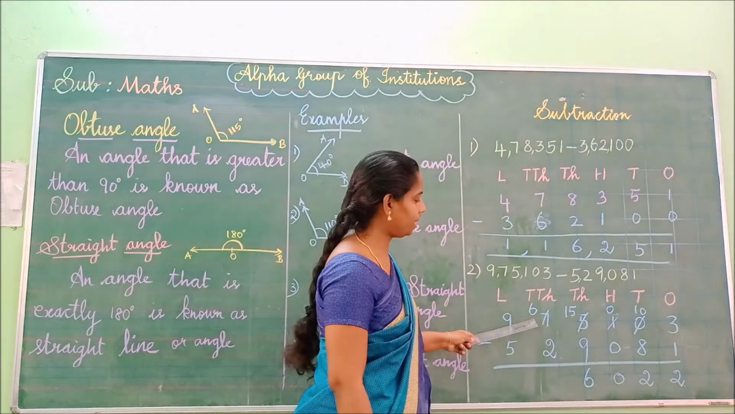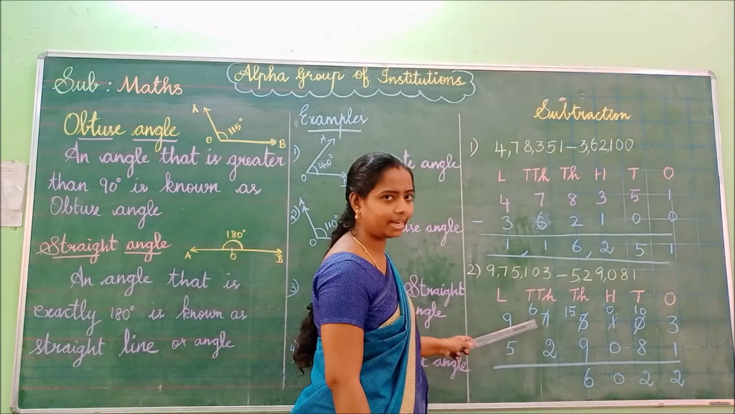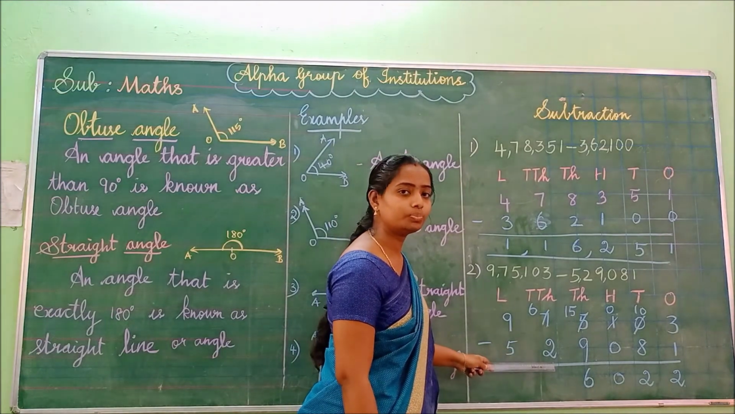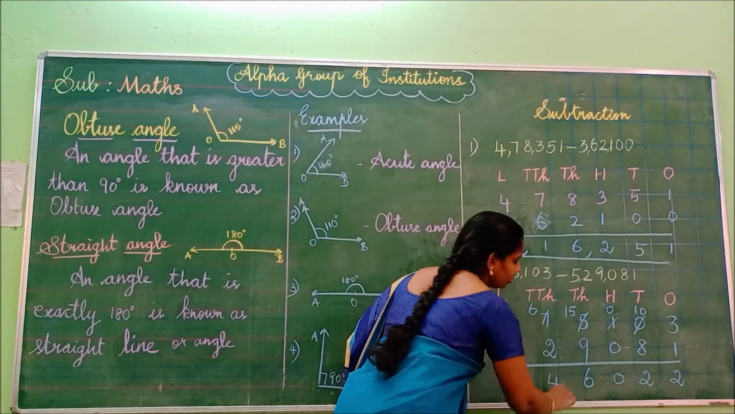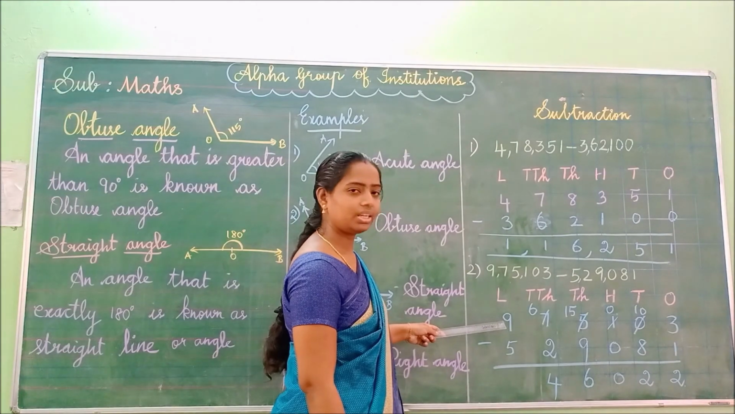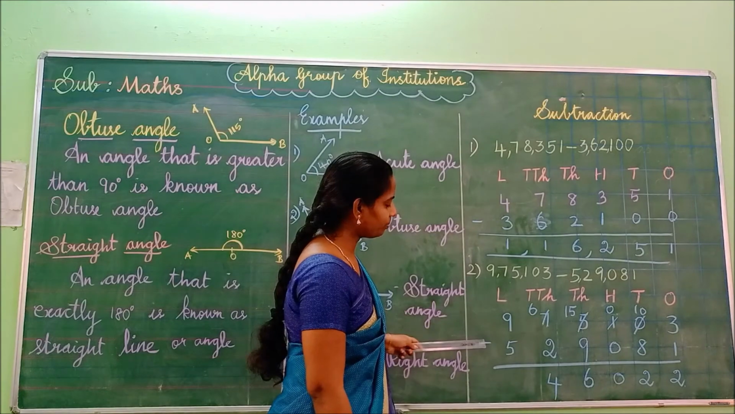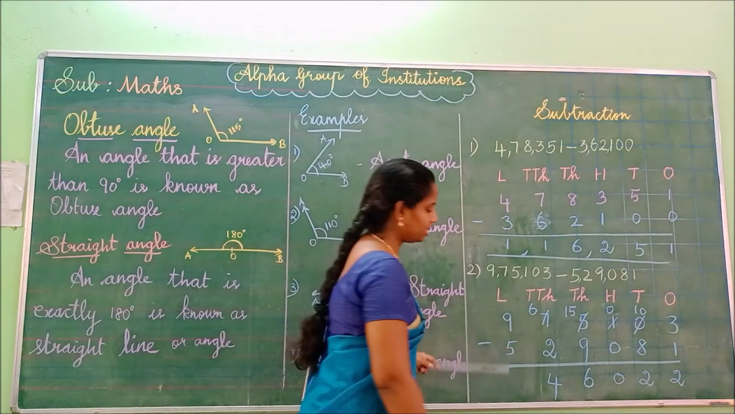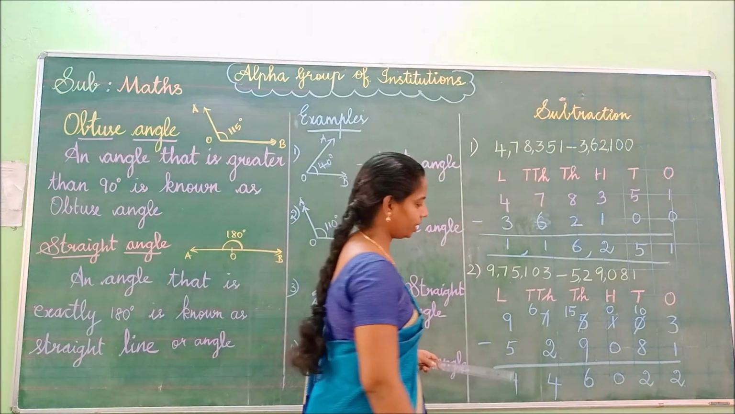Next, see, move to the 10,000s place. We have 6. It is a greater number, so we can subtract this straightly. Okay. What is 6 minus 2? How much, children? Yes, very good. 6 minus 2 is 4. Okay. Move to the last one. We have a greater number, so we can subtract it straightly. Okay, see, 9 minus 5. How much? 9 minus 5 is again 4.